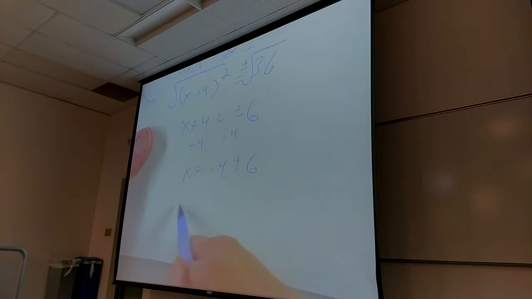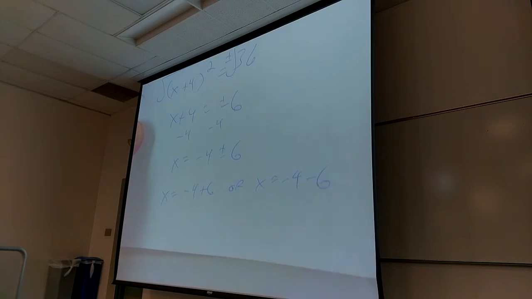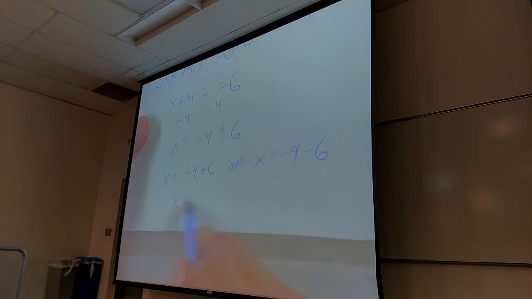So the way I've got it written, how do I do it? I do x equals negative 4 plus 6, or x equals negative 4 minus 6. So what do I get? 2? Negative 10. Now, anytime your answer comes out pretty, what that means is you could have factored the original problem. So let me just show you.